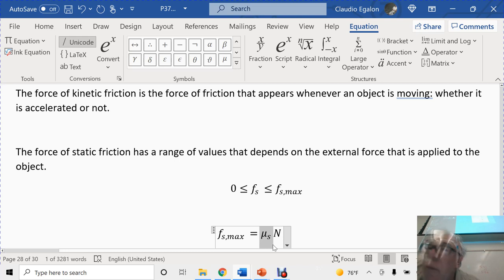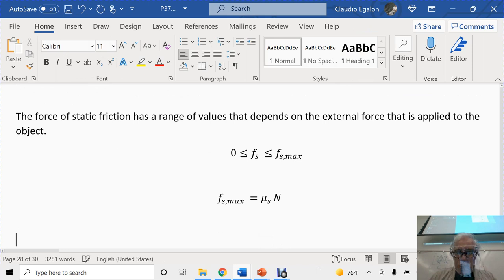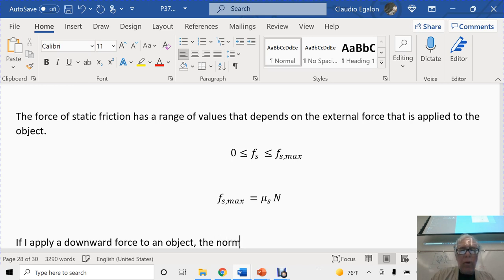If I apply a force here, the force of the normal is going to increase, and the maximum value of force of static friction is going to increase. Similarly, if I apply an upward force to this object and don't manage to raise it, the normal is going to decrease. Can you picture that? The normal is going to decrease if I try to raise it, and the maximum value of the force of static friction is going to decrease. Okay? So here you go. Let's write it down here. If I apply a downward force to an object, its normal force is going to increase.